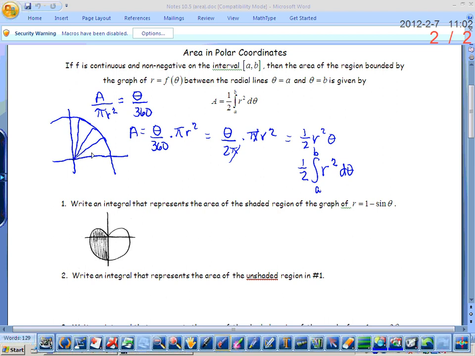So when we're talking about finding area of any of these regions, you need to think of it more in terms of sectors as opposed to rectangles. So you've got to get out of that rectangle frame of mind that we used in function mode.